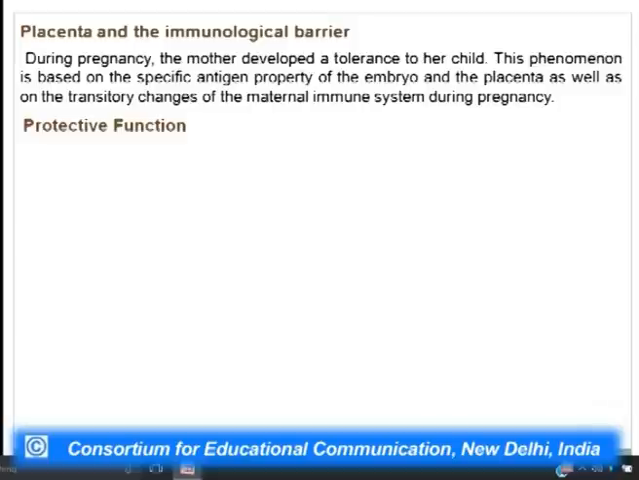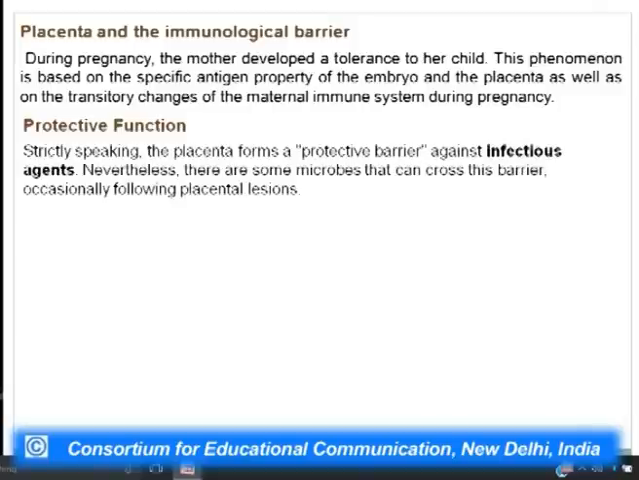The placenta also gives rise to a protective function. Strictly speaking, the placenta forms a protective barrier against infectious agents. Nevertheless, there are some microbes that can cross this barrier occasionally following placental lesions. So, certain sexually transmitted diseases, for example, if a mother has HIV, then that HIV virus can pass through the placenta and the fetus can also have HIV infection. Then other viruses such as rubella virus, or Mycobacterium tuberculosis, these can also pass from the mother and cross the placental barrier and go into the fetal tissues.